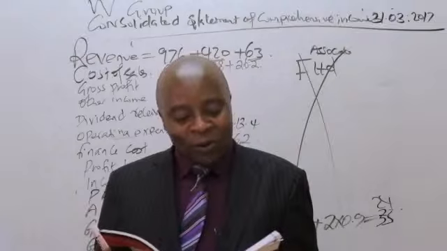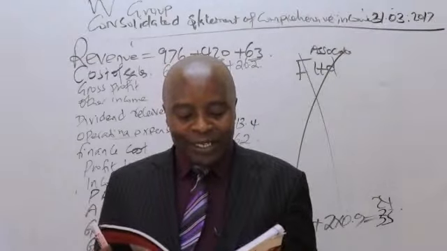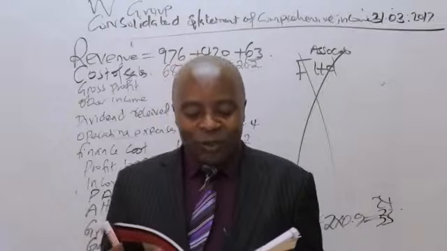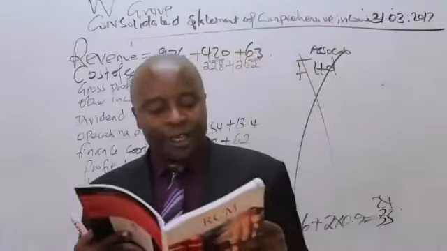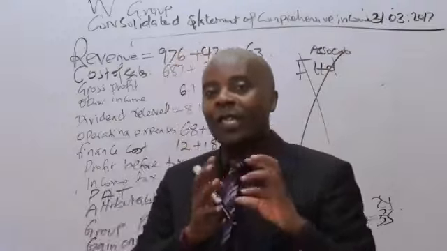But now let me go back to note number 4. During the year ended 31st March 2017, W Limited sold goods to F Limited for how much? For 15 million. Remember, W and F are in a very serious relationship.